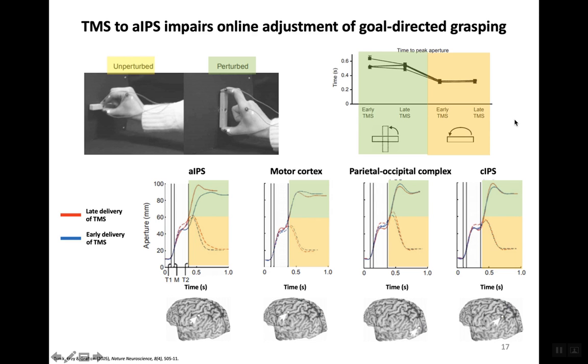So what this tells us is that the AIPS plays a critical role in dynamic error detection during goal-dependent, visually guided, reach-to-grasp action.